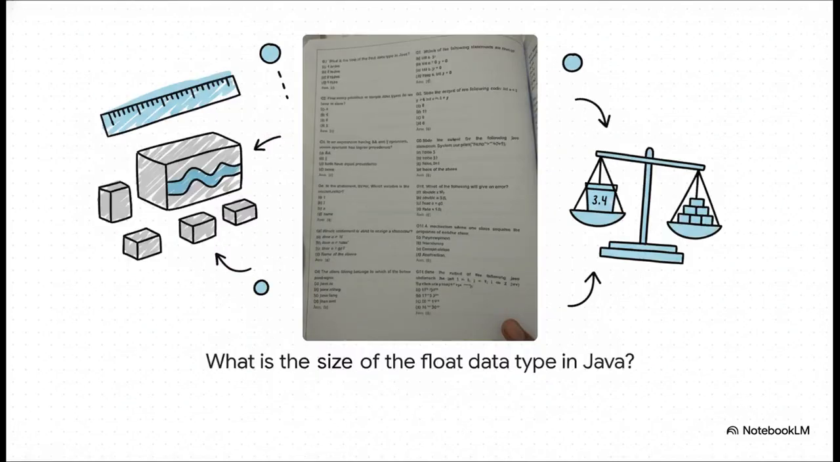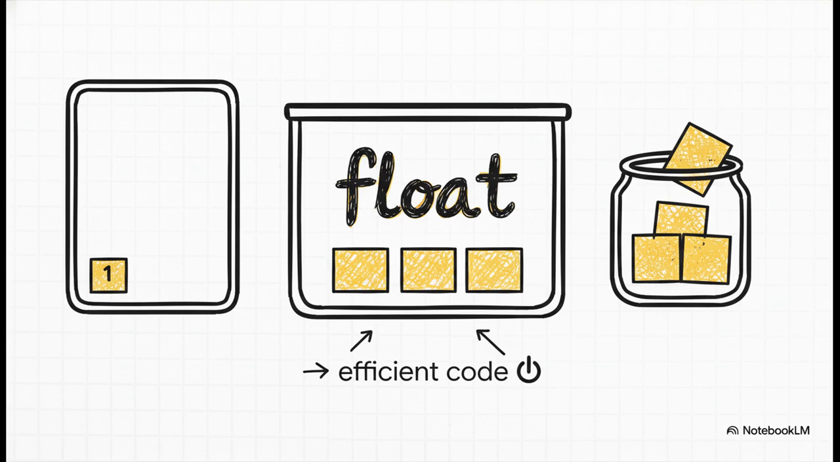Now let's talk about size, because it matters. Each one of those primitive types takes up a specific chunk of memory. So how much space does a float need? A float takes up exactly 4 bytes of memory.